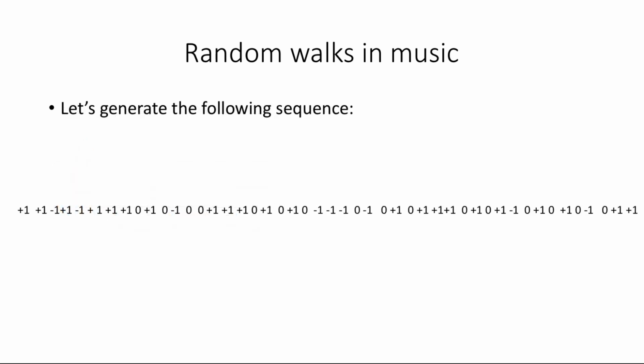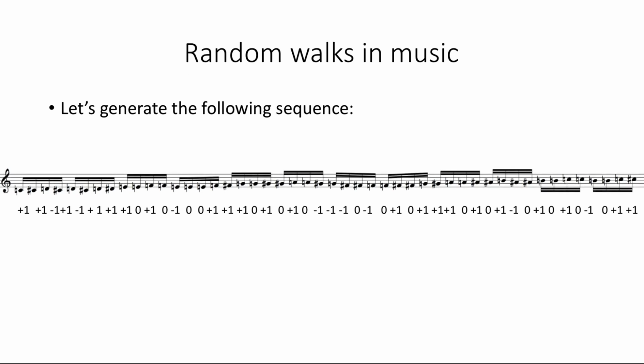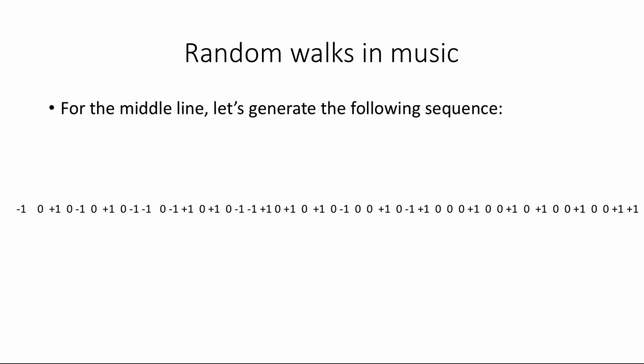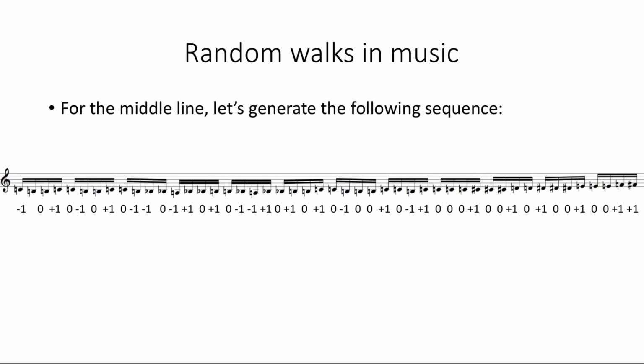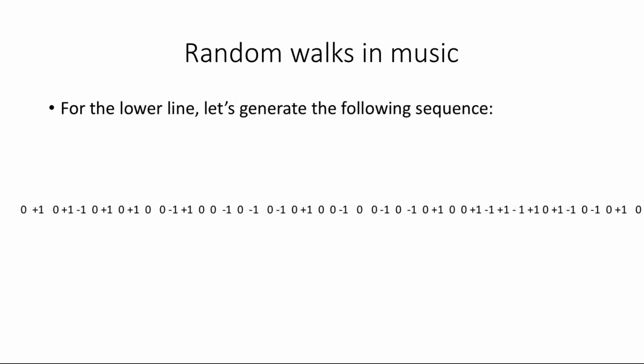Let's just say that for the upper line, we generate at random the following sequence. For the medium line, we generate at random the following sequence. And for the lower line, we generate at random the following sequence.